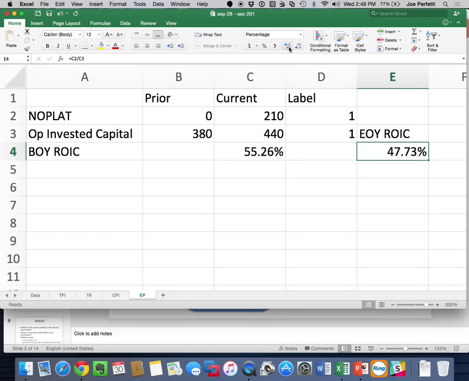If I ask you for BOY ROIC and you say 47.73%, that's an incorrect answer. You'll get no credit, all right? Because that's based on the end of year capital. It's not based on the beginning of year capital.